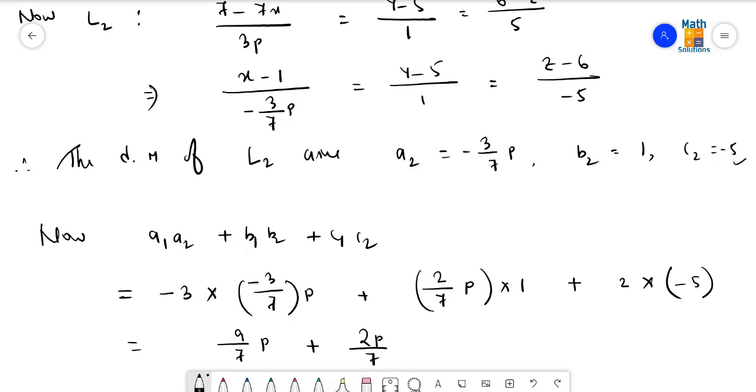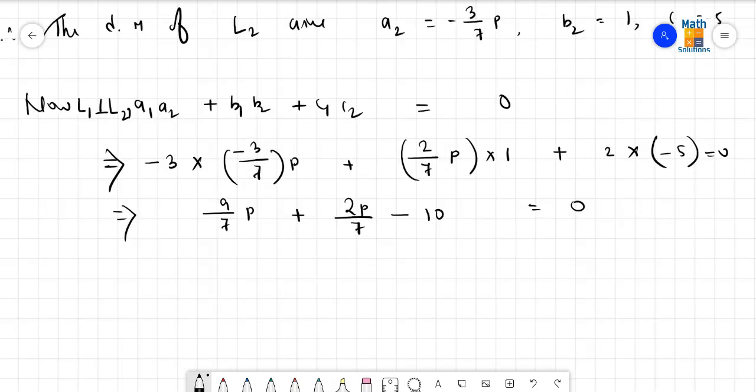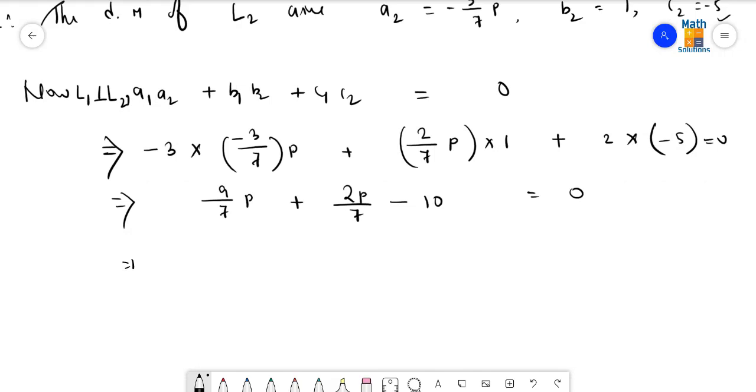Then this is minus 10, but we already are given that the lines are perpendicular. Now L1 is perpendicular to L2, so we get this to be equal to 0. p is to be evaluated here, so what shall I get here? This is 7, then 11p, that is equal to 10.